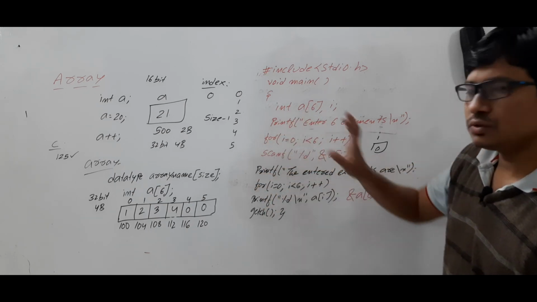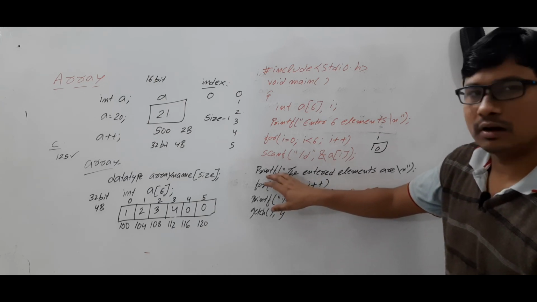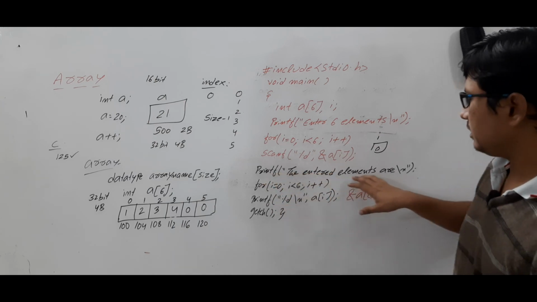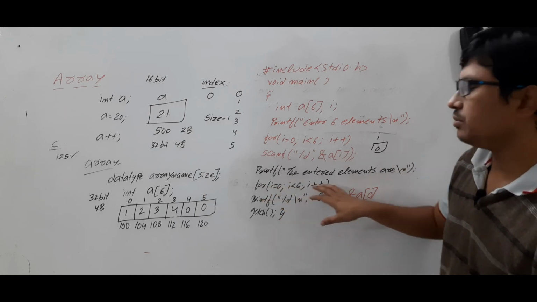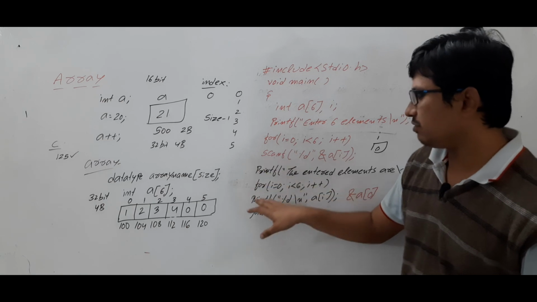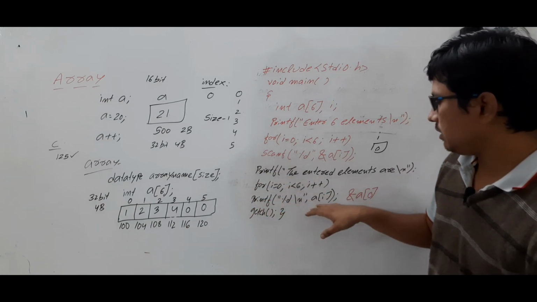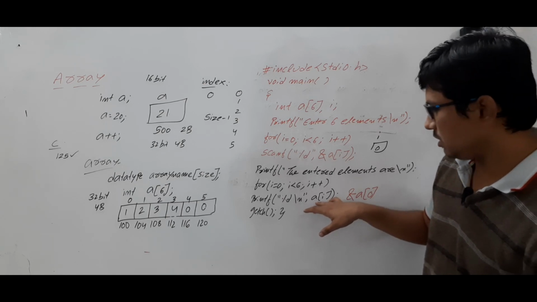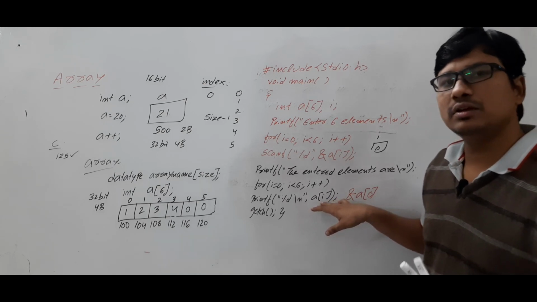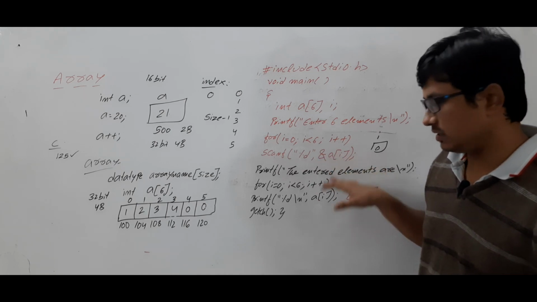Then once you have scanned all these elements, you want to print them. So I am displaying the output as the entered elements, and again I am using a for loop. Instead of scanf, I am using the printf inbuilt function. And here I am not specifying the address, because a[i] means a value you are displaying, whereas in scanf you specify the address. Is it clear?